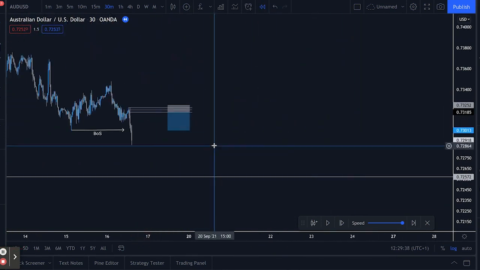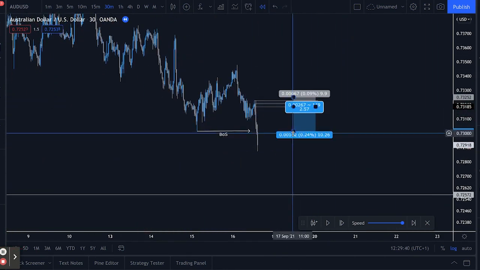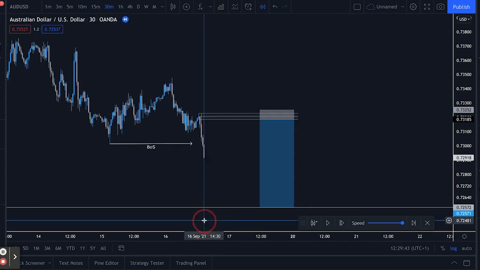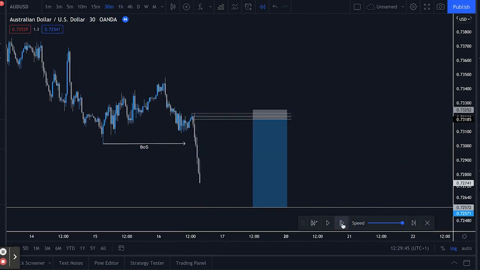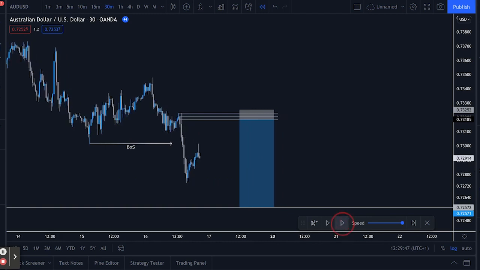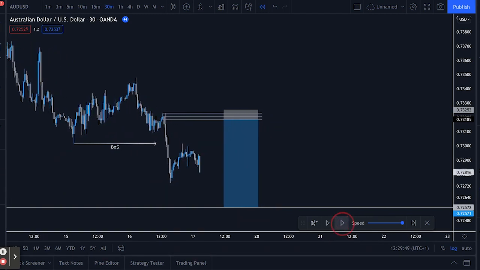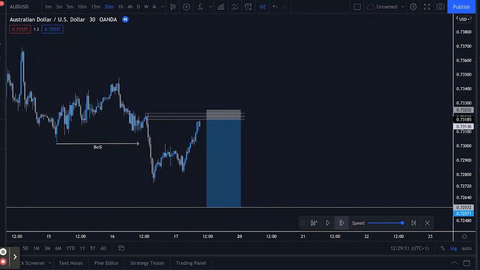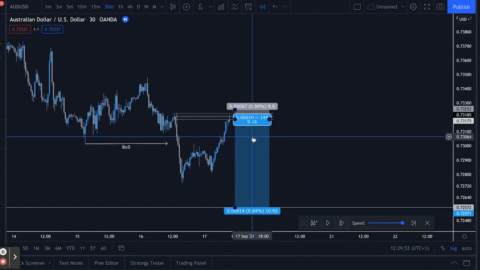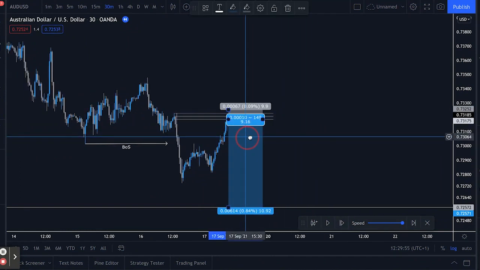And then what we can do now is size up the trade, make a markup of this before the trade plays out, and then we can allow the trade to play out by actually using this forward button on the bar replay tool. See if our trade gets triggered. In this instance, we have been triggered in, and then see how the trade plays out.